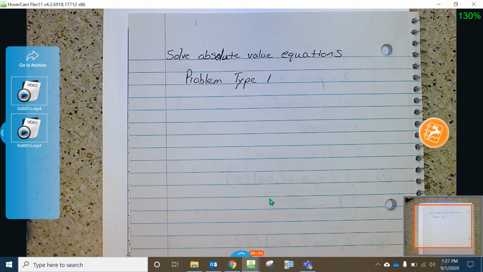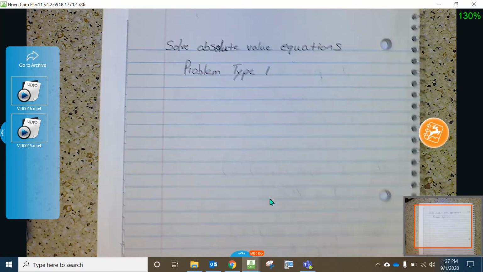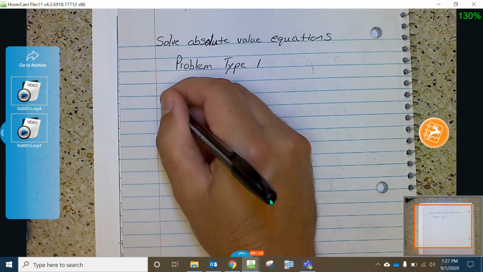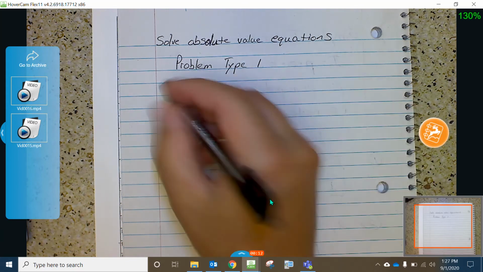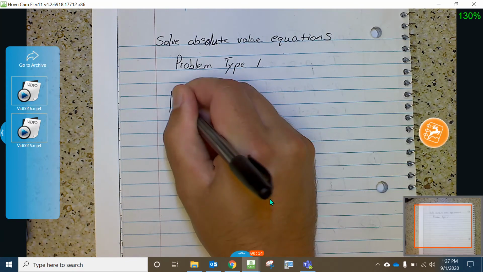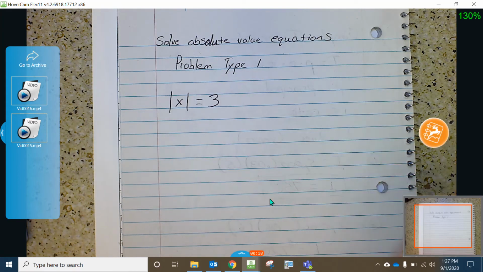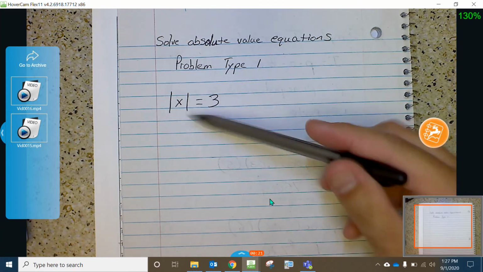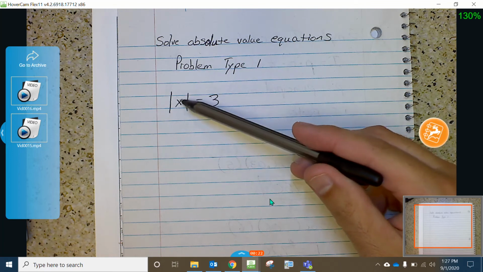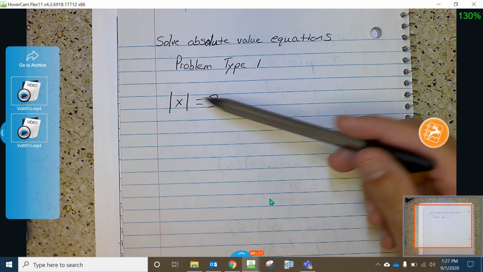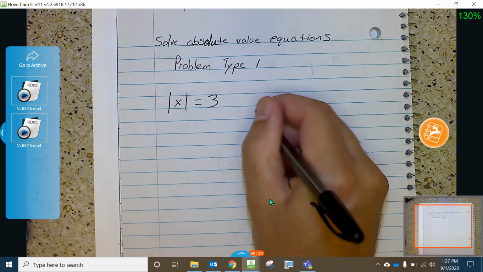Solving absolute value equations, problem type 1. Okay, the basics of an absolute value equation is that's the symbol for the absolute value. So it's basically asking you what values are the distance away from 0, and that could change depending on the question, with a distance of 3.